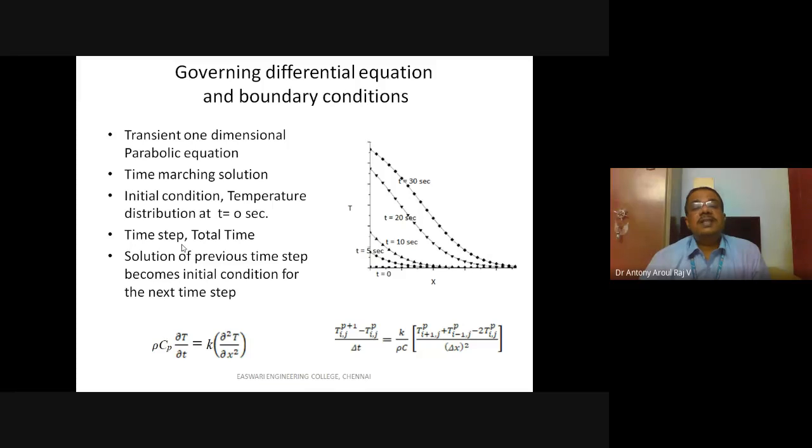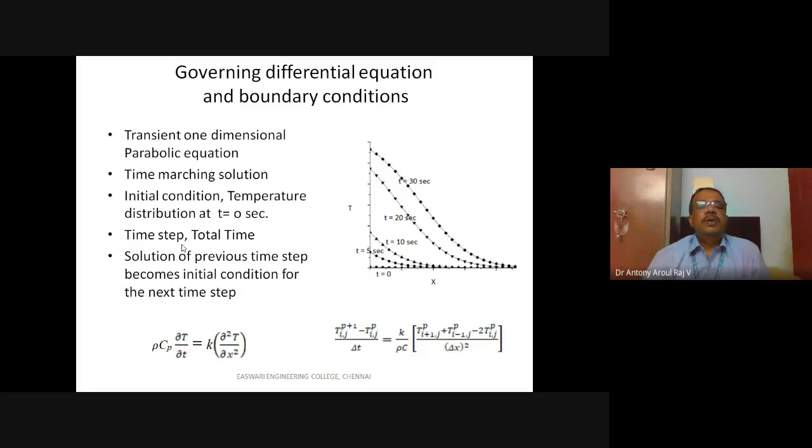So for each time step I have to give 1 minute, and the total number of minutes will be 24 into 60 minutes. Similarly, I can do that by 1 second also. If I am doing it for 1 second, the total number of seconds will be 24 into 60 into 60, and my time step will be 1 second.